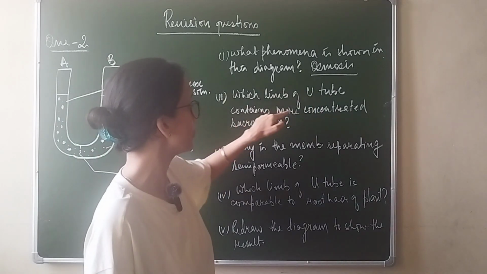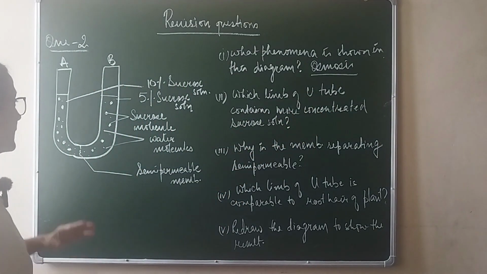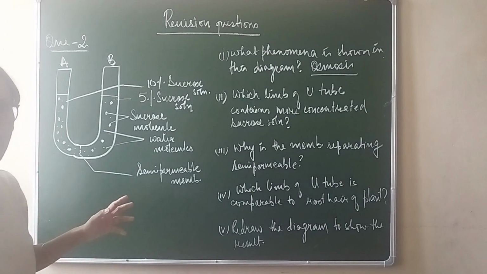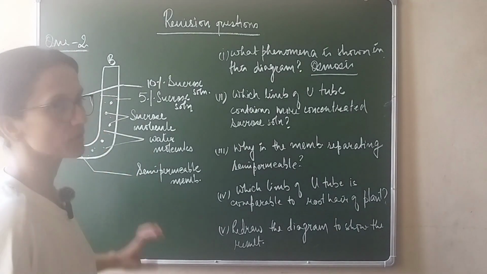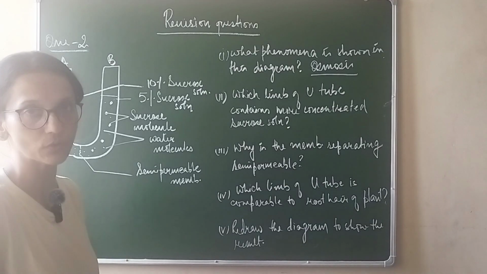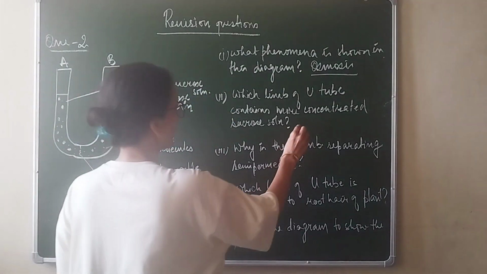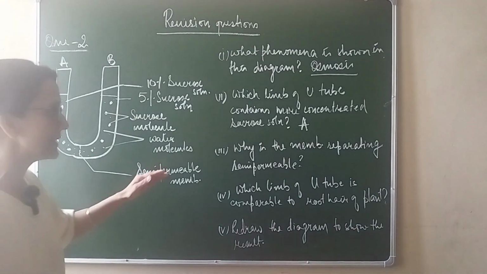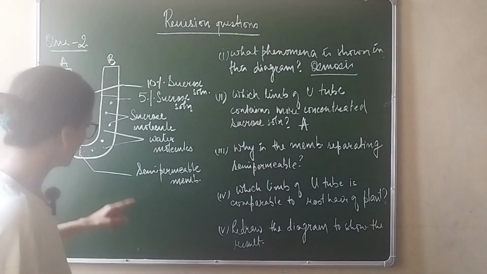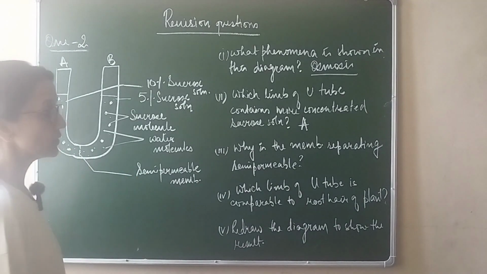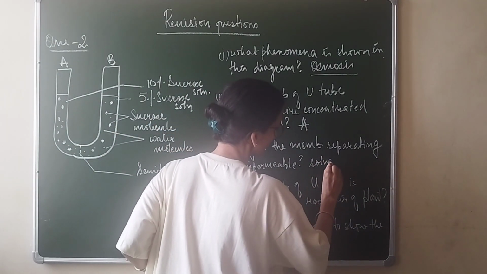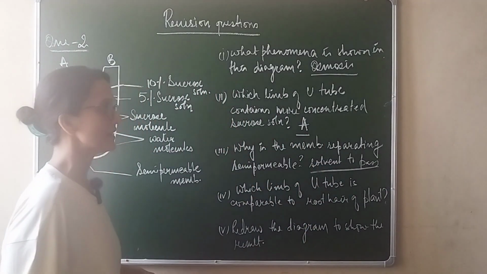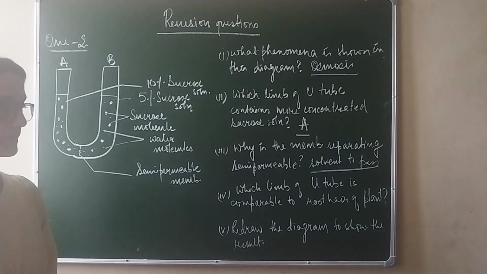Second, which limb of the U-tube contains more concentrated sucrose solution? Clearly, we can see that limb A has more sugar molecules compared to B. If you ever get confused, just count the number of sugar molecules. Whichever side has more sugar molecules is more concentrated. So limb A contains more sucrose compared to limb B. Why is the membrane separating semi-permeable? It is semi-permeable because it will allow only solvent to pass. So this membrane only allows solvent to pass. That is why it is a semi-permeable membrane.